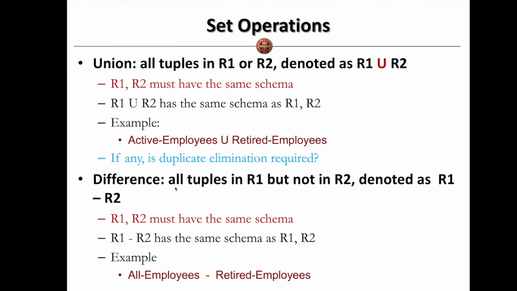And for this operator, we also have something to keep in mind. The first one is that R1 and R2 should have the same schema. Prior to doing the operator, we need to ask ourselves if R1 and R2 have the same schema or not. And the resulting relation, after we do the operator, will also have the same schema as R1 and R2, right? The output is also a relation. The schema of the output will be the same as R1, R2 by default, right? We also have an example here: all employees minus the retired employees. We know they will be equal to all the active employees, right?